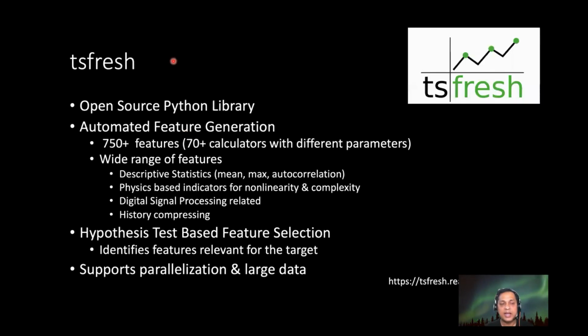This is where a library like tsfresh comes into the picture. tsfresh is an open source Python library. Using tsfresh, we can automatically generate 750 plus features from one single time series. And the nature of the features varies widely. There are features which are related to descriptive statistics. There may be features which are related to the scientific background, like digital signal processing. And of course, there are features which capture the historical nature of the time series data.